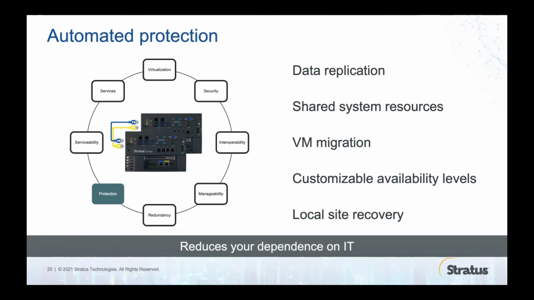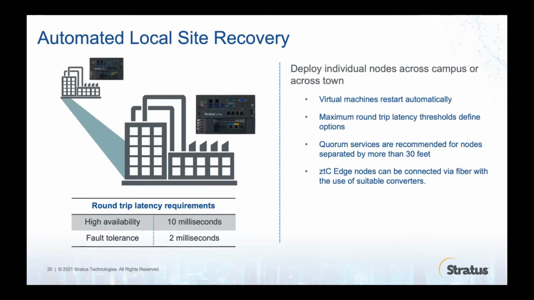And then the last point there is local site recovery. What is very unique and nice about the ztC Edge is that you do not have to install these two nodes in the same space or same cabinet. Because they are interconnected with a 10 gig network cable, you can situate the two nodes in separate buildings, in separate rooms. We have installations here in South Africa where these two nodes are about 2.5 kilometers apart. So they have a fiber connection. They use copper to fiber converters, and they have a fiber connection between the two ztC nodes.